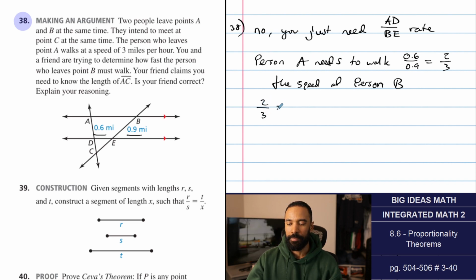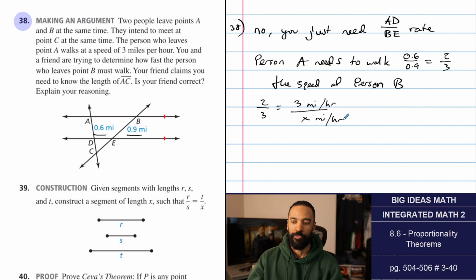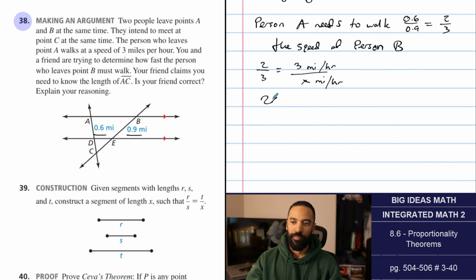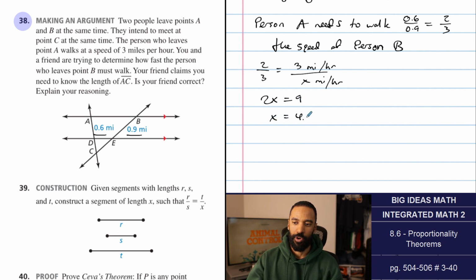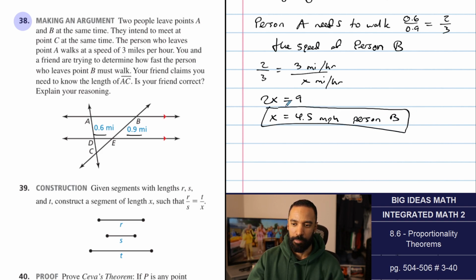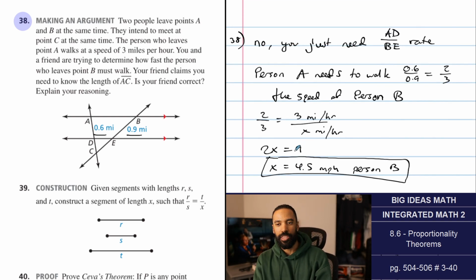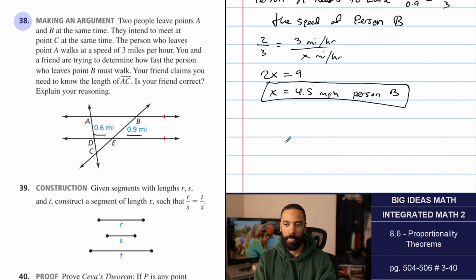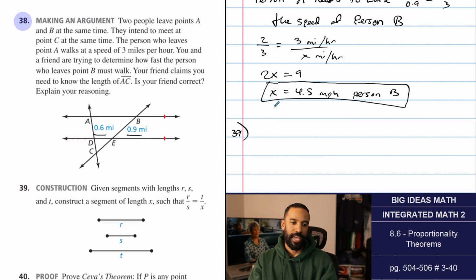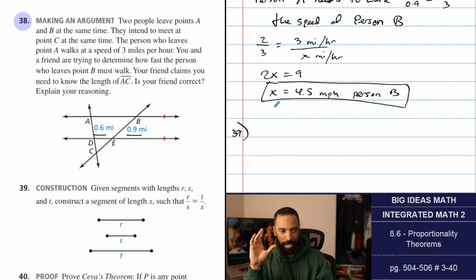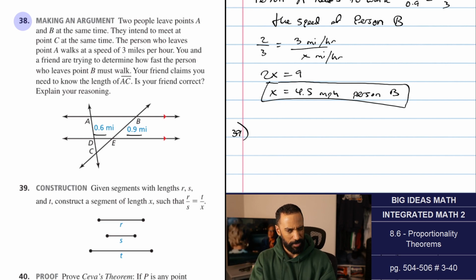So 2 to 3 equals 3 miles per hour to x miles per hour, right? It's going to be 4.5, I believe. 2x is 9, so x is 4.5 miles per hour, person B. So person B needs to walk 50% faster than person A to compensate for that. I wasn't hearing what the question was asking before. I thought they were saying to get the distance from here, do you need the full distance AC or could you use other measures? I'm like, well, no, I don't know.